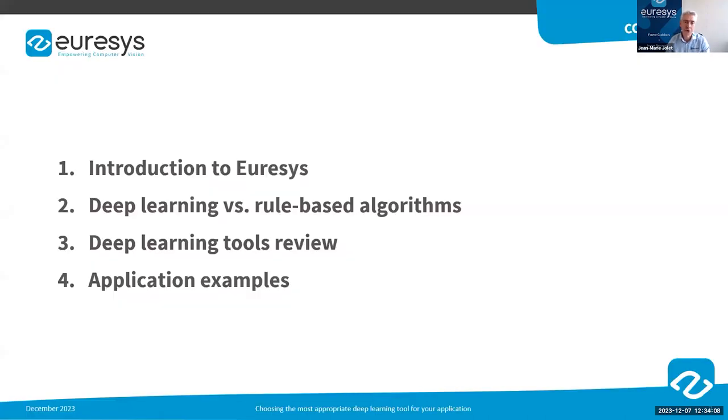After a very short introduction about the Euresys company, I will make a comparison between the conventional rule-based algorithm method and the deep learning approach. We will then review tools such as segmenters, classifiers, and object detectors. Focusing mainly on the advantages and drawbacks, we will explain, based on some examples, how these tools meet typical requirements of computer vision applications and how to choose between them.